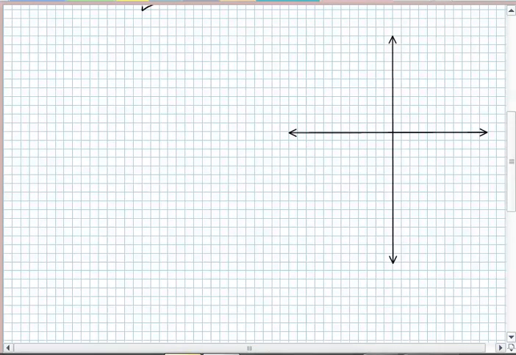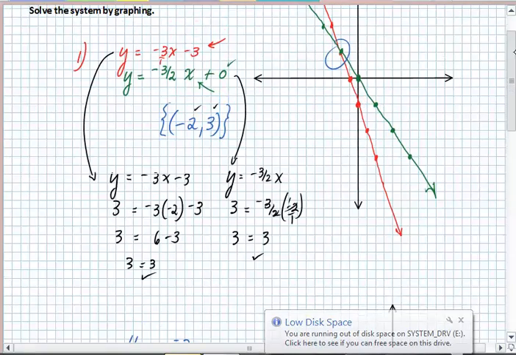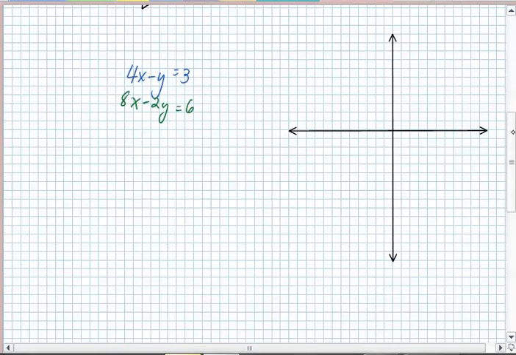All right, we're going to take a look at this one. 4x minus y is 3, and we'll go with this one, 8x, oops, excuse me, minus 2y is equal to 6. All right, now as you can see, these are not in the same form as the other two lines. The other two lines were in slope-intercept form. Well, these two lines are not in slope-intercept form. These two lines are in the standard form of an equation of a line, Ax plus By is equal to C.